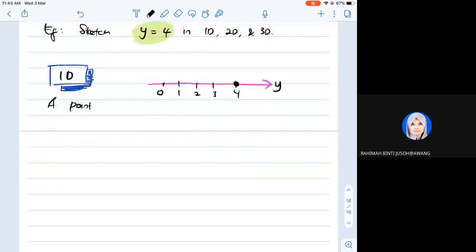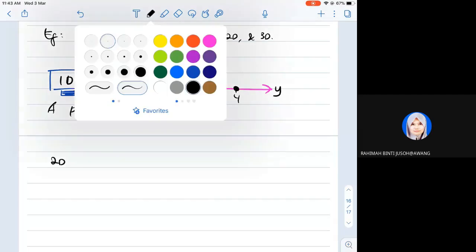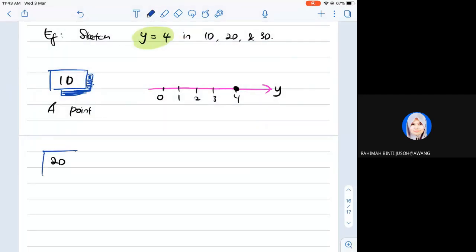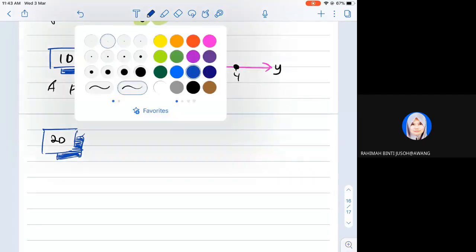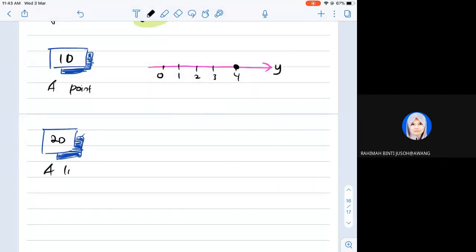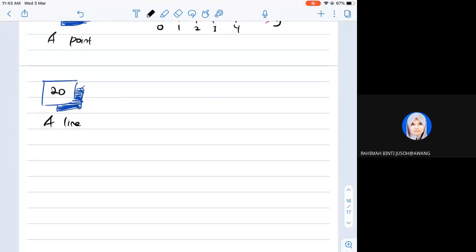Okay, soalan yang sama, but now we want to sketch this graph in 2D. So in 2D, y equals to 4 in 2D, we represent a line. Kalau 1D, satu titik. Kalau 2D, satu garisan jadinya. Okay, so bila 2D, dia akan melibatkan dua paksi, dua axis.